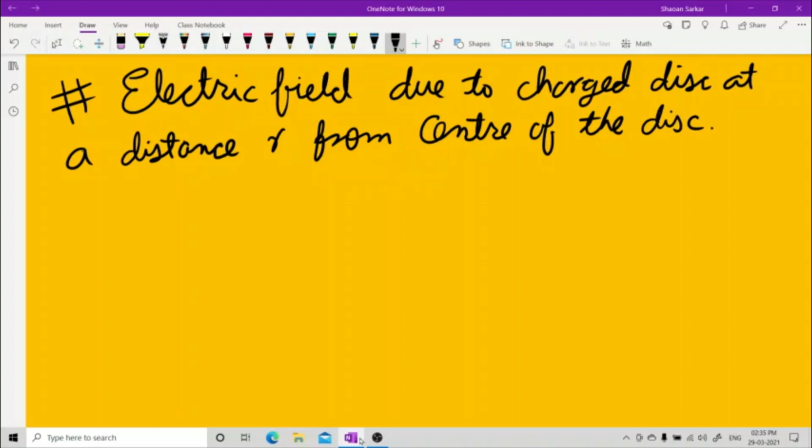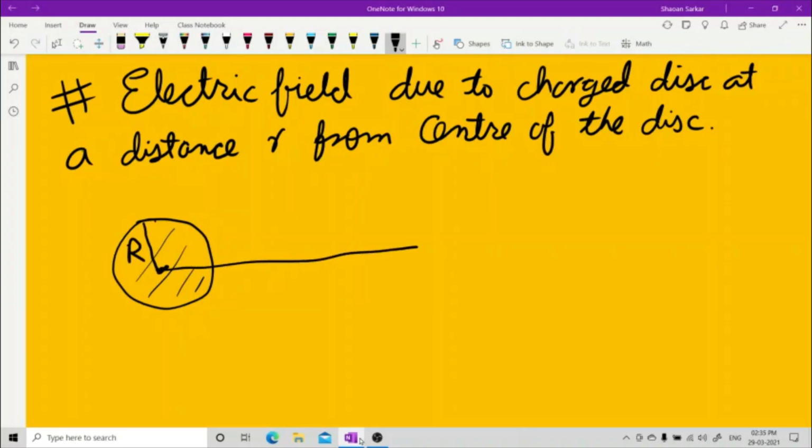Now see, the disk is something like this. The whole thing is there. This is the radius r of the disk. From this center to this point r, I want to find the electric field at this point. We will consider an elementary part of the disk, of this much thickness.